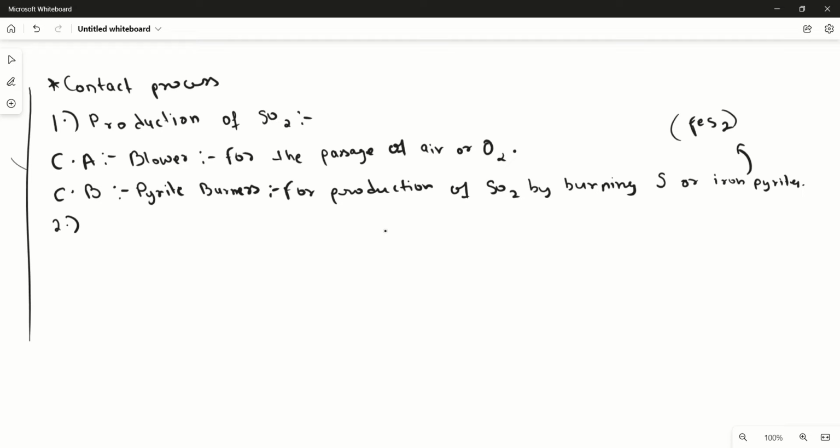Then we have the purification unit. This has the most chambers. Basically, the SO2 used needs to be really, really pure. The minimum is 98%.